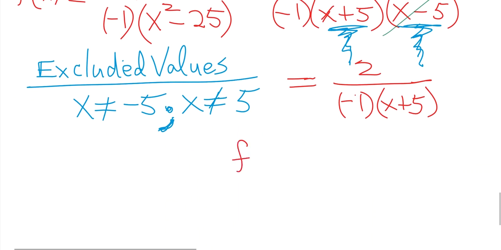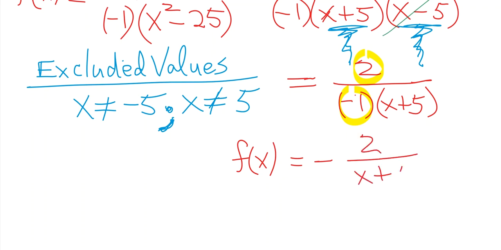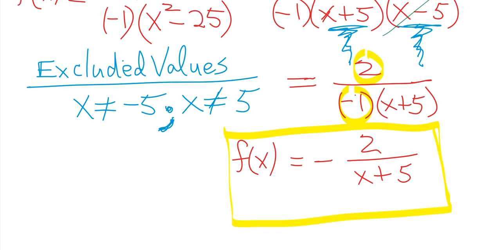We can finally end up by saying f of x is equal to, what's 2 divided by negative 1? Is it not negative 2? Yes, it's negative 2. And negative 2 over x plus 5, we'll put the minus sign out front. We can do that. So this is going to be minus 2 over x plus 5. There's my simplified answer. This is the answer to our problem.